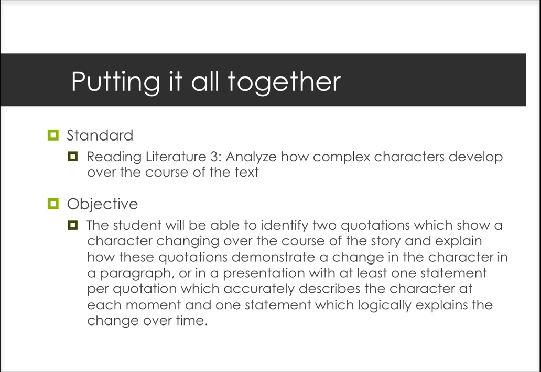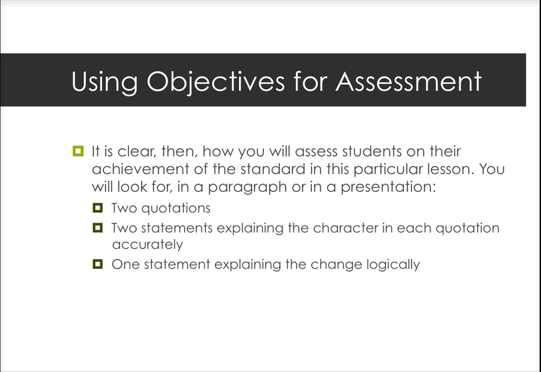Notice our standard reads, analyze how complex characters develop over the course of the text, and our objective reads, the student will be able to identify two quotations which show a character changing over the course of the story and explain how these quotations demonstrate a change in the character in a paragraph or in a presentation with at least one statement per quotation which accurately describes the character at each moment and one statement which logically explains the change over time. That is super complicated, but that is super clear as an objective for learning in a specific lesson.